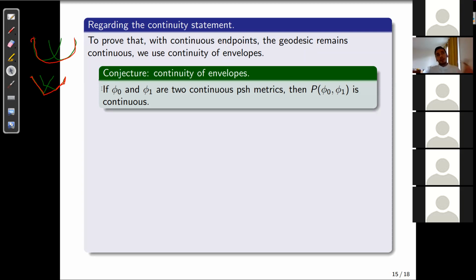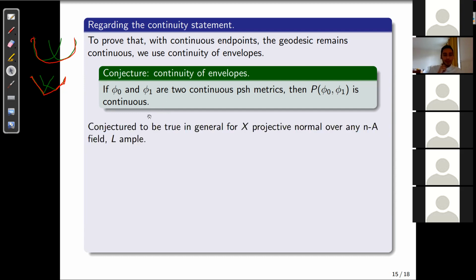So it's something that is also equivalent to many other important properties, such as, for example, the fact that the supremum of a family of PSH functions is PSH. But thankfully, we know that this conjecture holds in some nice cases, which we'll review.